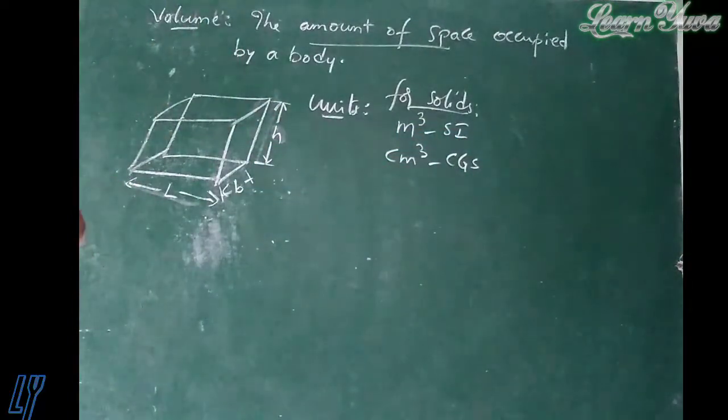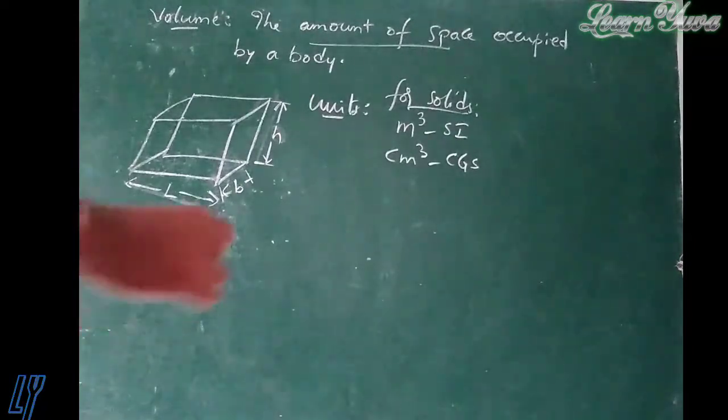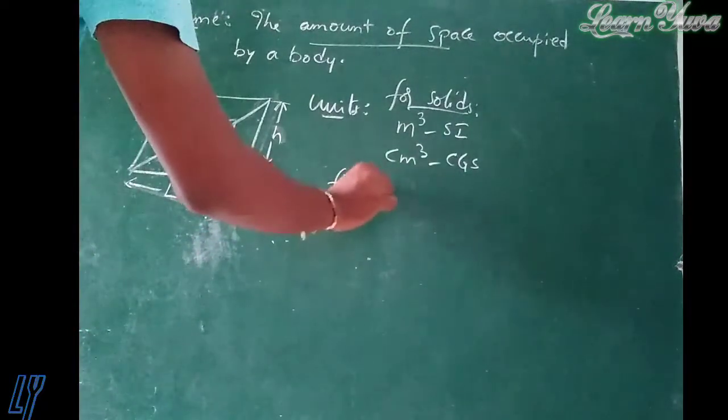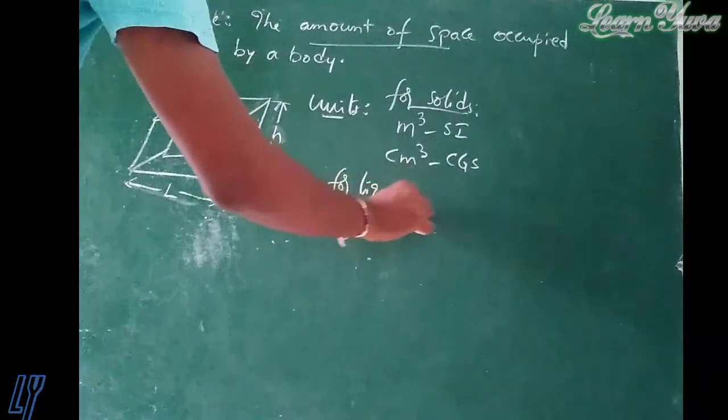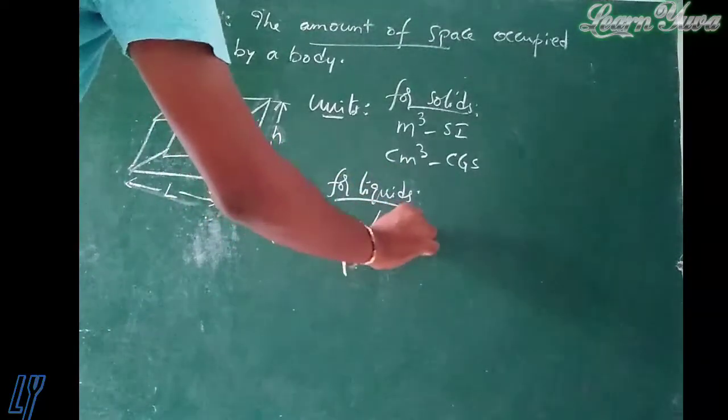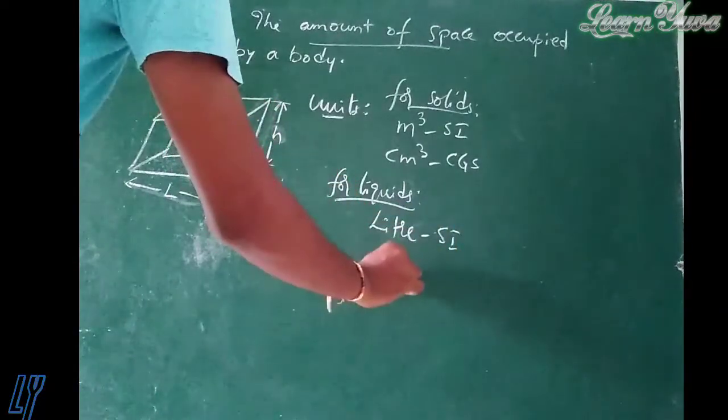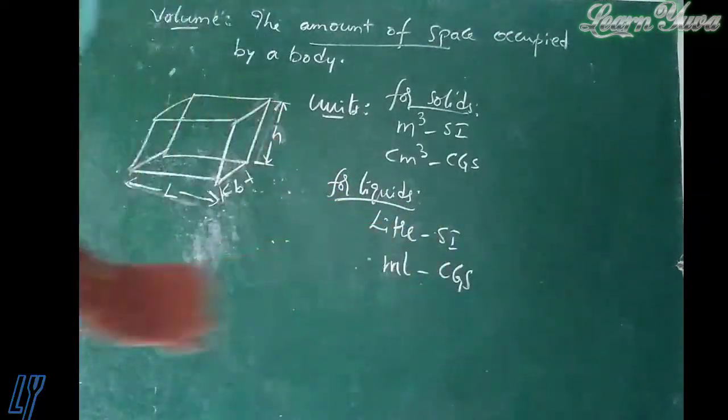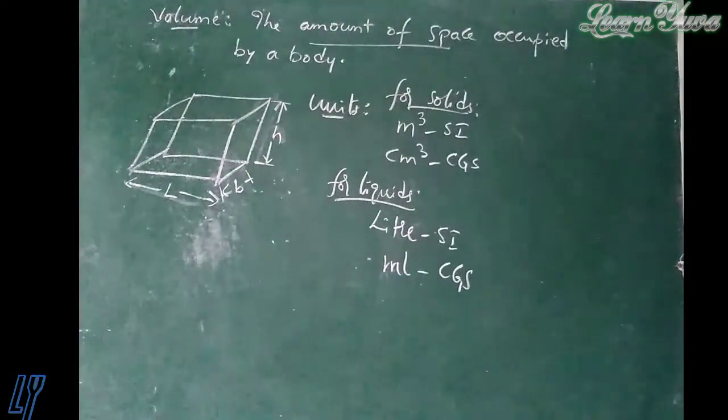Whereas for liquids, the volume is measured in liters in the SI system, and milliliters in the CGS system. For solids, the volume is measured in meter cube in SI system, centimeter cube in CGS system. For liquids, SI system is liter, CGS system is centiliter, milliliter.